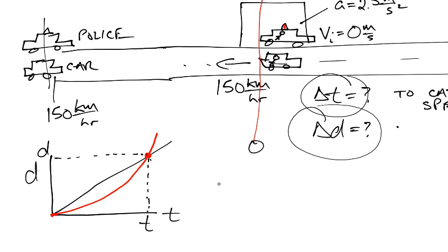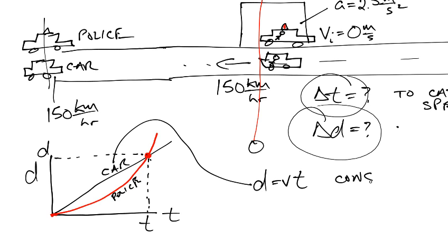So let's write down the equations for the position. This is the car, and this is the police. This equation is d equals vt. Why? Because that's constant velocity. On the other hand, the police has a different equation. It has acceleration.